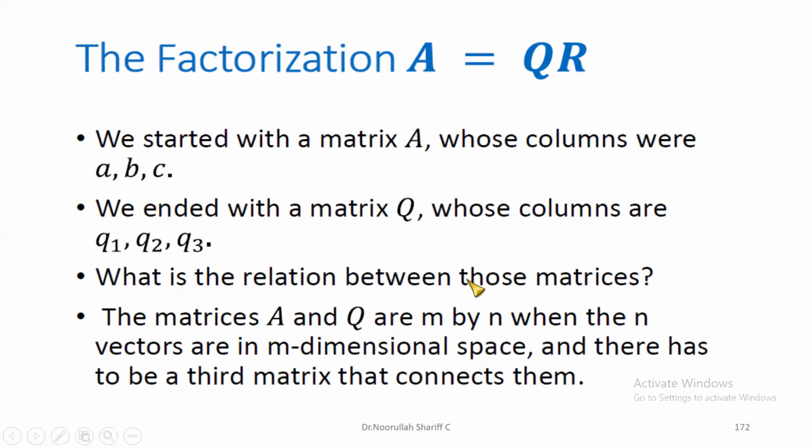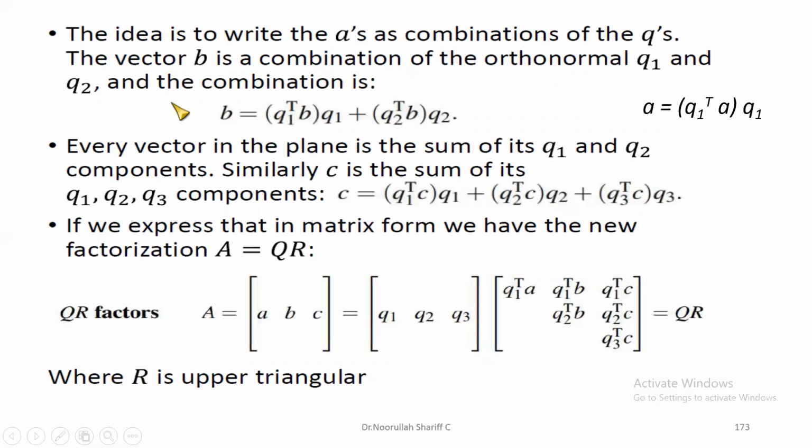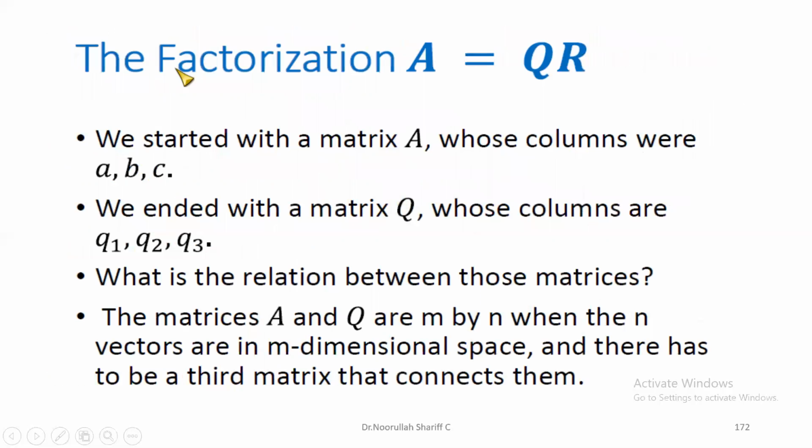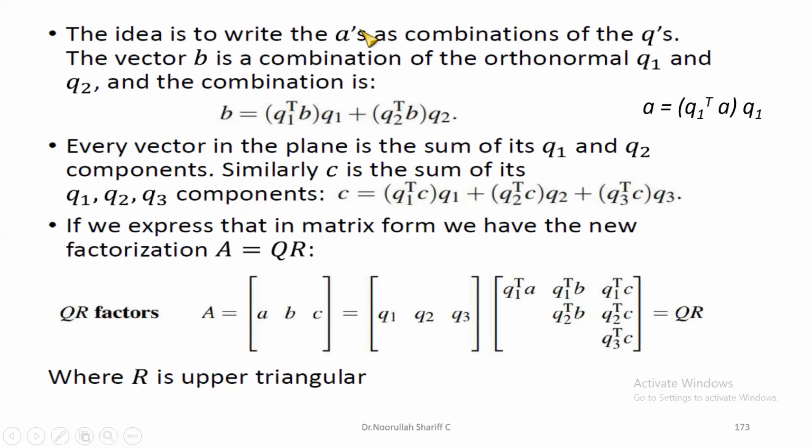So what is the relationship between those two matrices? The matrices A and Q are m by n, both, when the n vectors are in m-dimensional space, and there has to be a third matrix that connects them, and that matrix is generally R. So the idea is to write the A's, or you can say A, B, C, as combinations of the Q's. That's why I said it would be better to write A1, A2, A3.